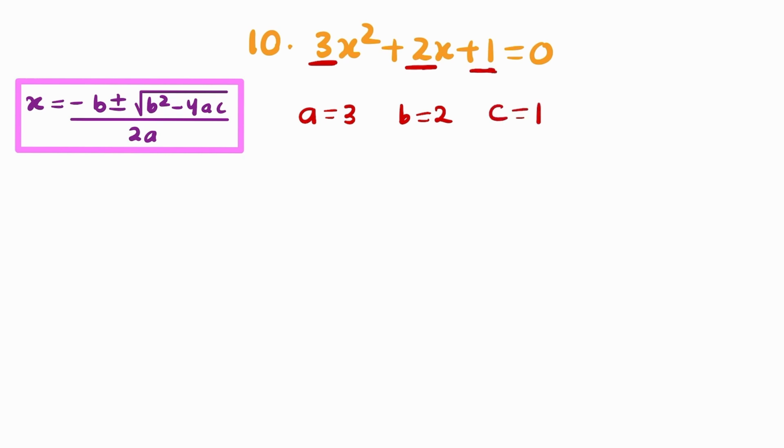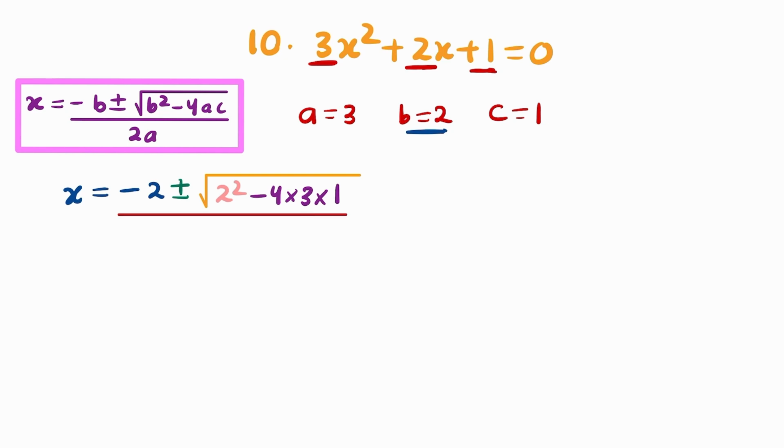After that, we have to apply a, b and c values into the quadratic formula. X equal to negative b. Negative b means the b value multiplied by minus 1. So here the b value is 2. 2 multiplied by minus 1 is minus 2. Plus or minus the square root of b squared, the b term squared. So here the b term squared is 2 squared. Minus 4ac. Minus 4ac is minus 4 multiplied by the a value, which is 3, multiplied by the value of c, which is 1, over 2a, which means 2 multiplied by the a value, 3.